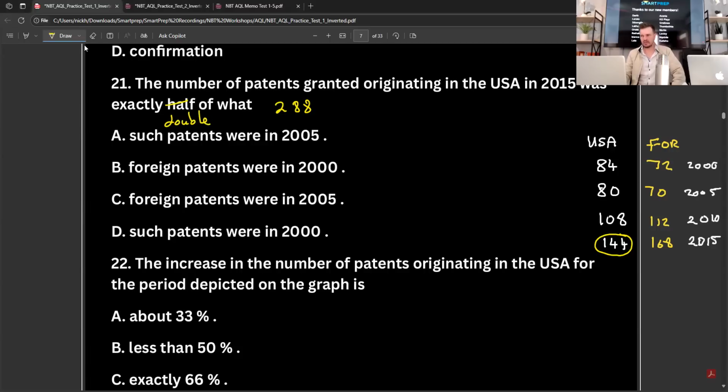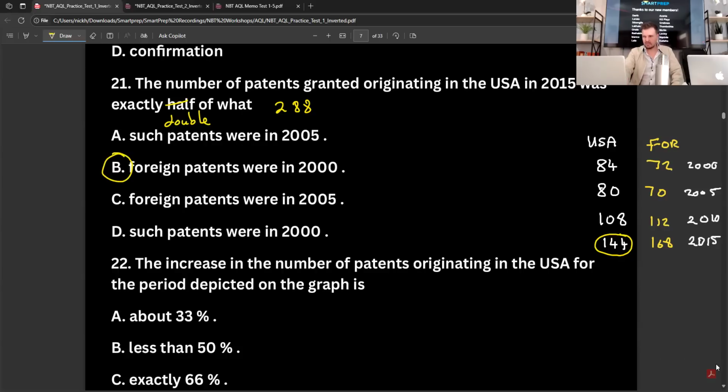And then we just look for something that is going to be half of 144, which would be 72, which would be the foreign in 2000. So it would be B. Foreign patents in 2000 was 72.